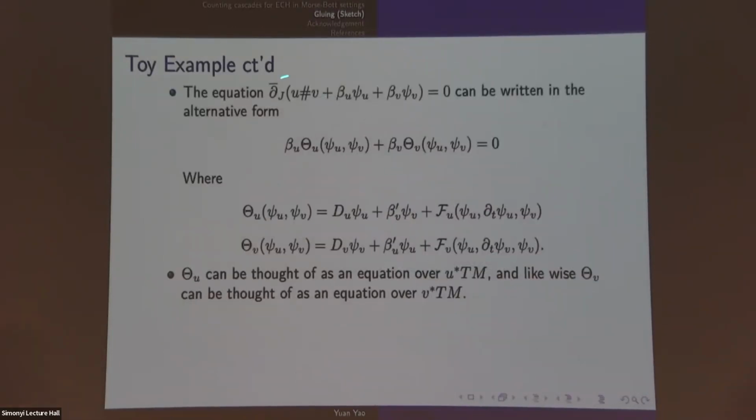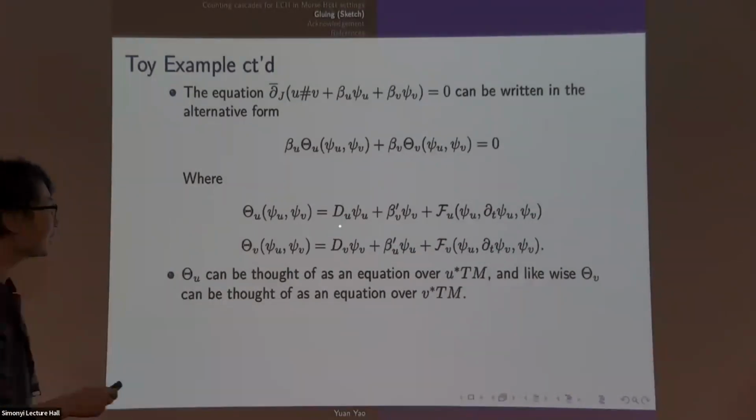So this equation can be written in this form. Theta U is an equation living over U, and theta V is an equation living over V. And what do these equations look like? Well, theta U looks like the linearization of the Cauchy-Riemann operator at U applied to psi of U, plus some cross terms coming from psi of V, plus some nonlinear terms. And similarly, theta V is the linearized equation applied to psi of V, plus some cross terms coming from psi of U, plus some nonlinear terms.